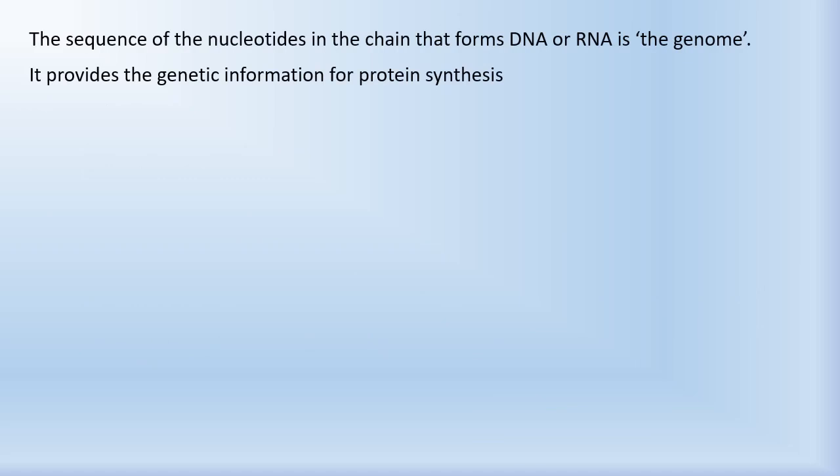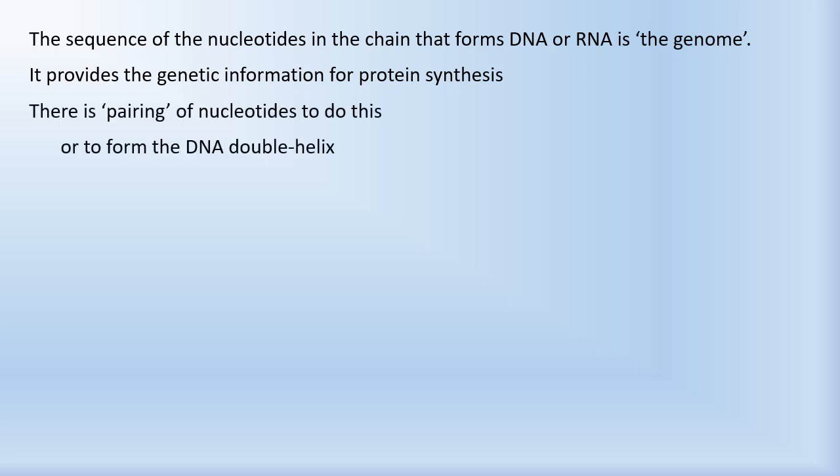The sequence of the nucleotides in the chain that forms DNA or RNA is known as the genome. It provides the genetic information for protein synthesis. And during cell replication, mitosis or meiosis, DNA is replicated to produce gametes. The pairing of bases in the double helix strand of DNA, plus between DNA and RNA, and then RNA to RNA during protein synthesis, was determined by Watson and Crick in 1953.